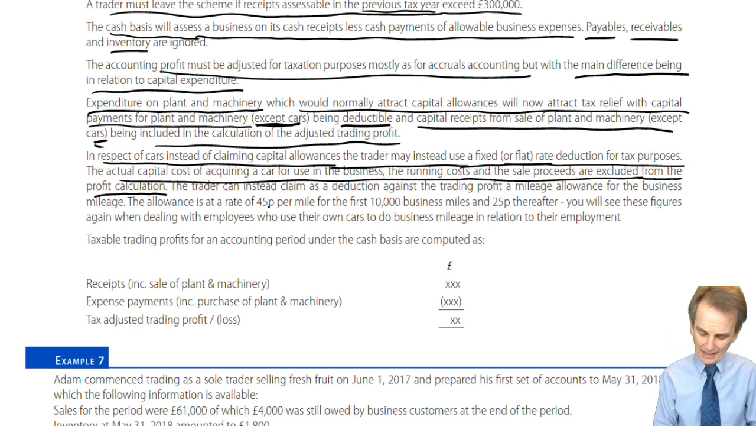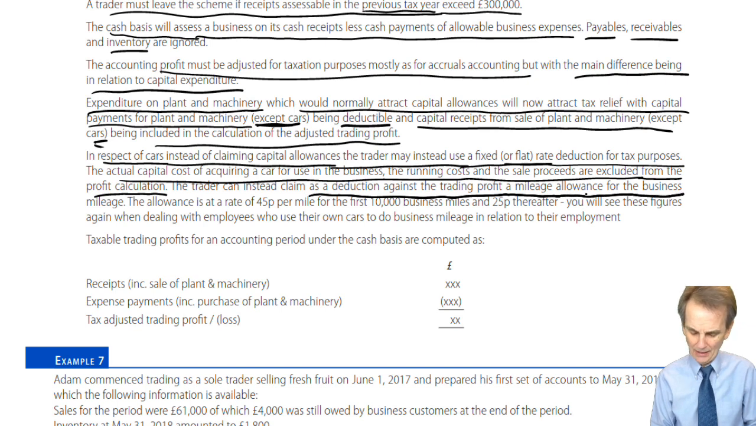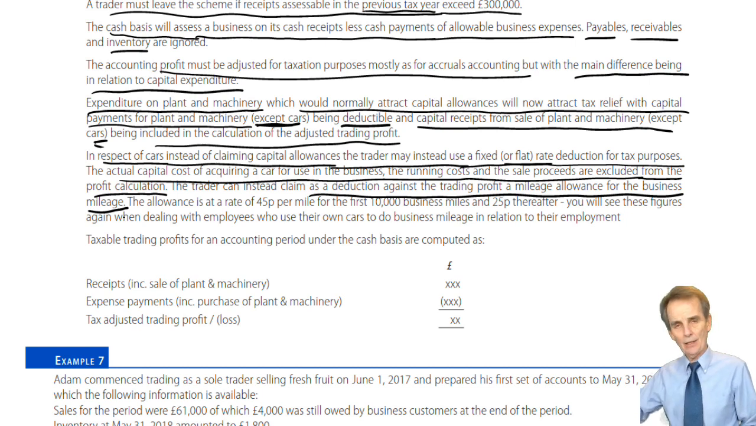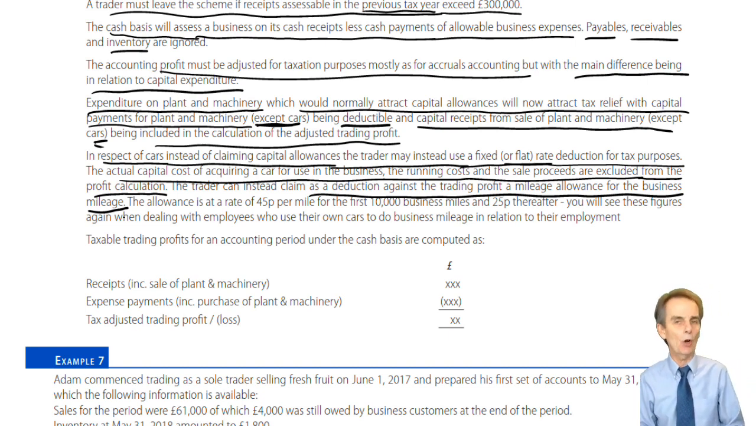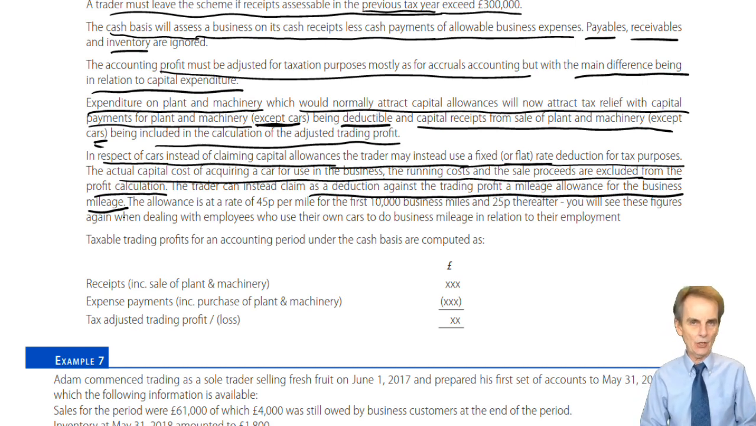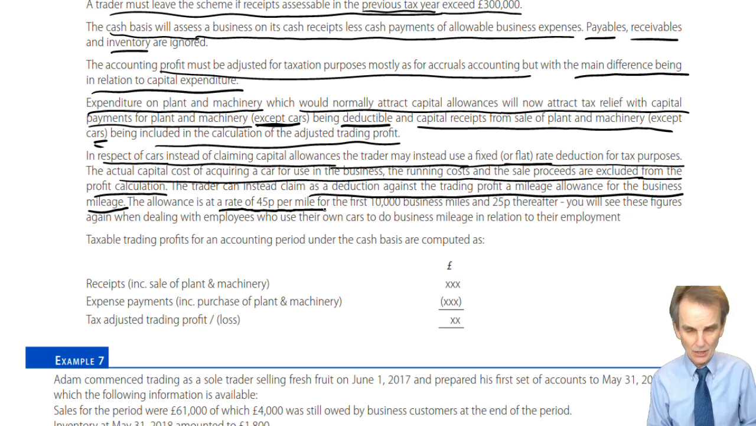With cars, the trader can instead claim, as a deduction against the trading profit, a mileage allowance for the business mileage. So we're immediately excluding anything that is private, but in relation to business mileage, clearly records will have to be kept of what is allowable business mileage. Then we can put a deduction through against our profits in relation to that. How does it work? The allowances are a rate of 45 pence for each such business mile for the first 10,000 business miles, and then 25 pence per mile thereafter.